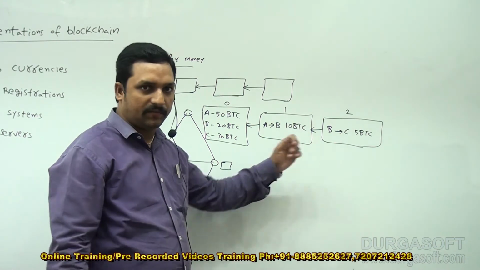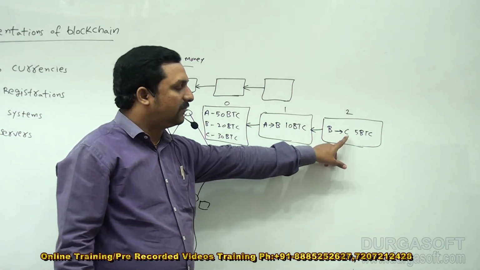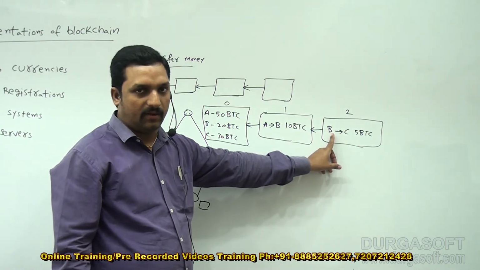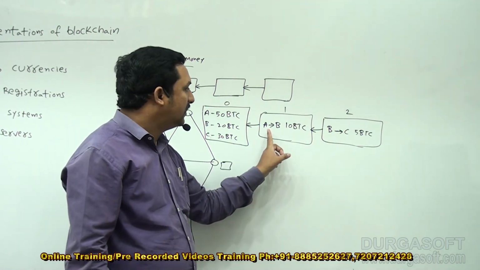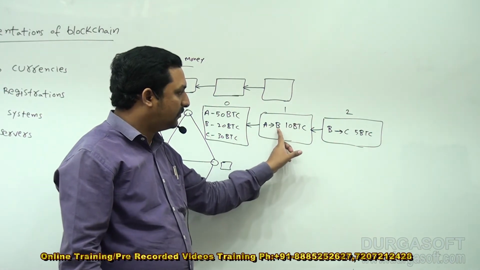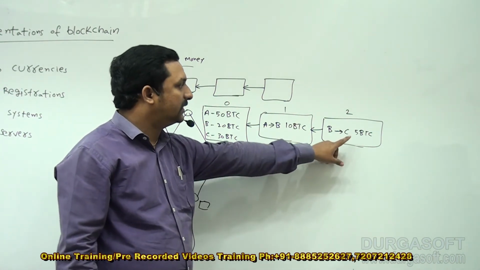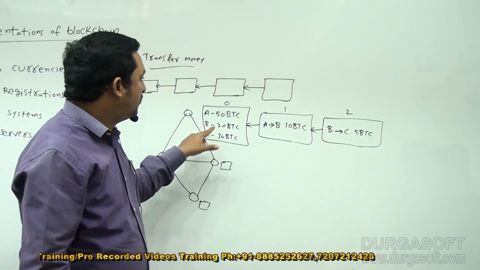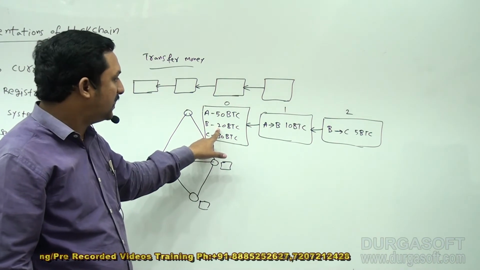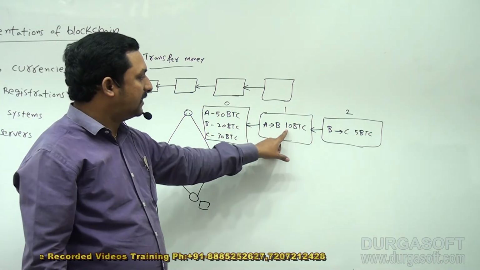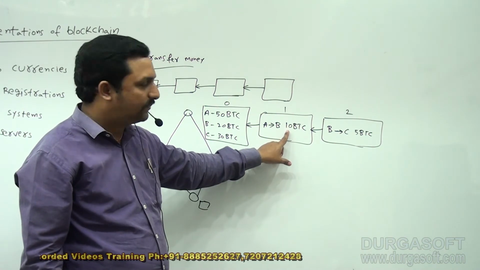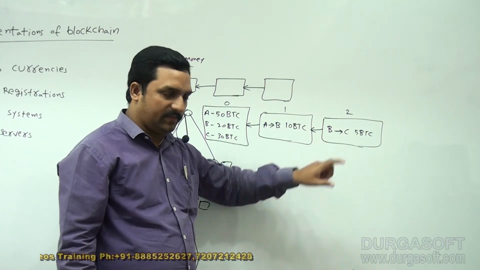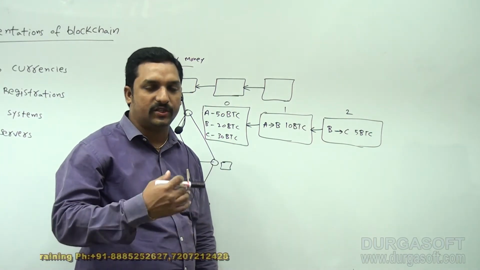If you want to investigate, B has transferred 5 bitcoins. Fine. How does B have 5 bitcoins? How did B get 5 bitcoins? We have to check. First, A transferred 10 bitcoins to B. So these 5 bitcoins are definitely available with B. At the same time, B originally has 20. Actually, B has 20 plus 10, that is 30 bitcoins, and 5 bitcoins have been transferred to C. Like this, based on the evidence we can check.